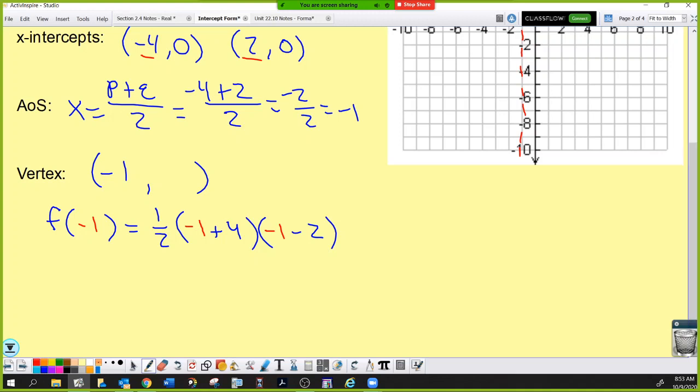Okay, let's see. Y is 1/2. -1 plus 4 is 3. -1 minus 2 is -3. That is 1/2 of -9. Oh man, it's going to be a decimal. That's okay. It's not a big deal. What's half of 9?